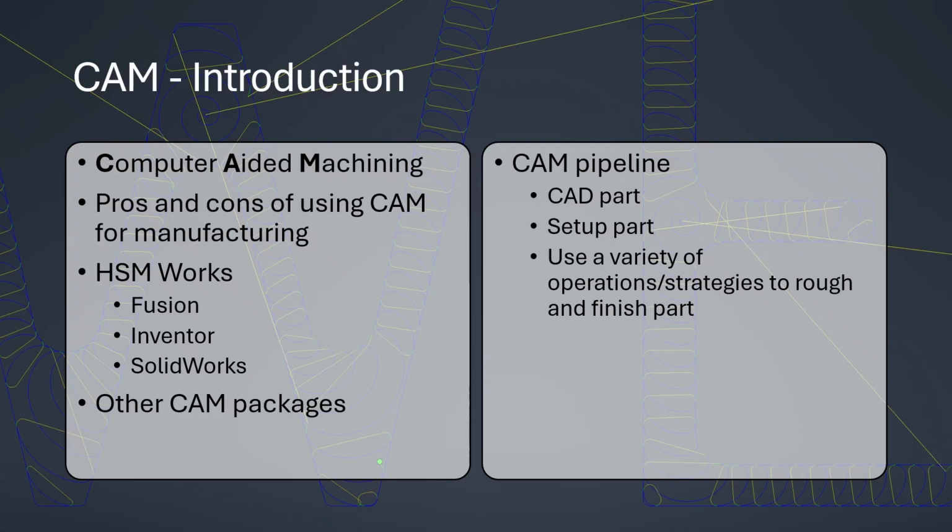After you set up the part, you use a variety of operations and strategies to rough and finish the part. In difference to when you're slicing for a 3D printer, for example, you're not just putting in some settings and clicking slice. You're instead specifying operations to clear different parts of the part and then to finish. Then after that, you post-process the program, and that creates the program for you, basically, with the ISO code.